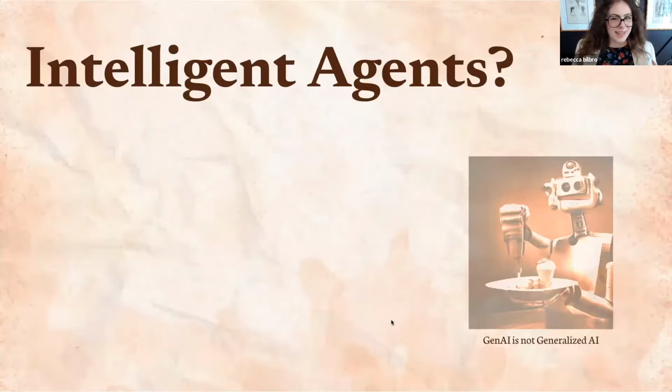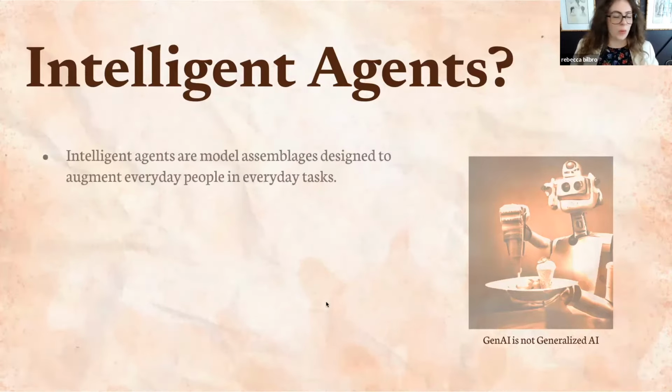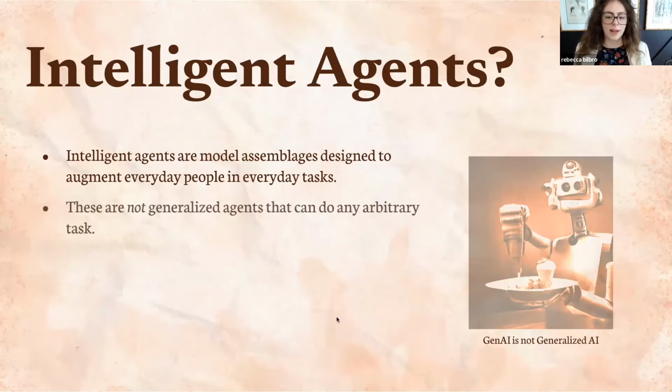So what is an intelligent agent? Remember, Gen AI stands for generative. It means it can create things. It's not the same thing as generalized AI. So we are talking about assemblages of models and software that augment everyday people and everyday tasks. This is not like generalized AI.